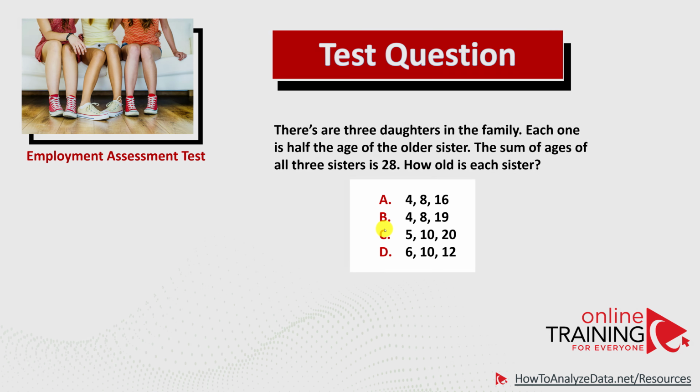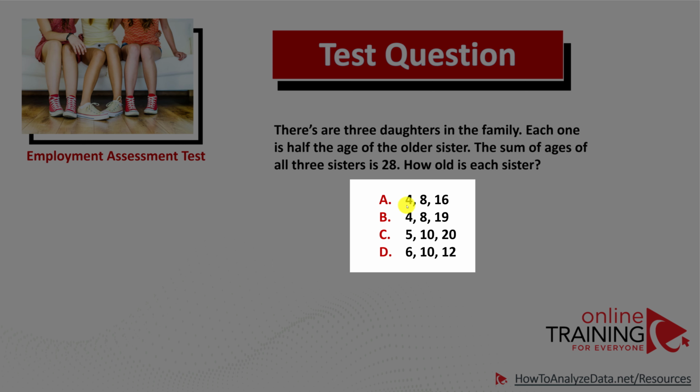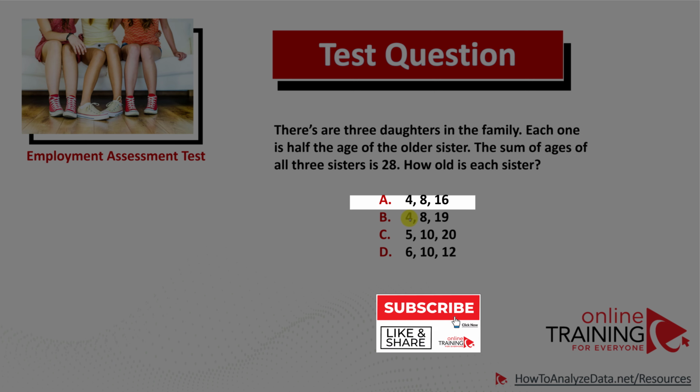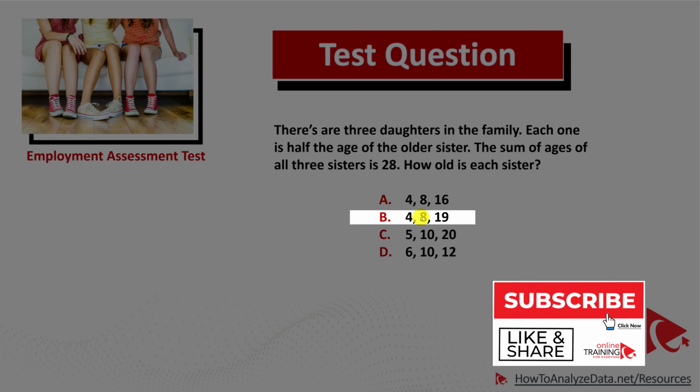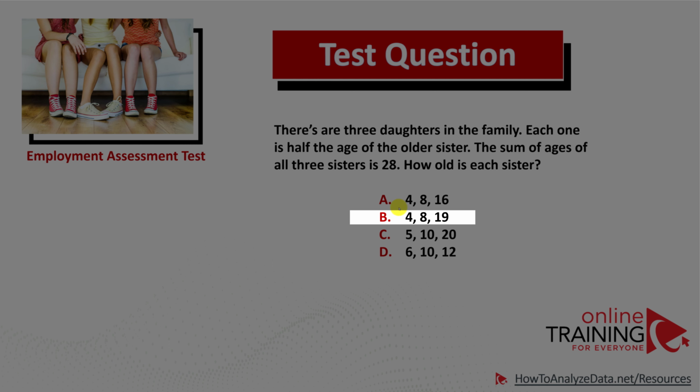If you look at the choices A, B, C, and D, you see that choice A matches the pattern. So for example, if you have youngest sister as age 4, the middle sister would be 4 by 2, which is 8, which is correct, and then 8 by 2 is 16. Let's do the same thing for other choices. Choice B, 4 multiplied by 2 is 8, but 8 multiplied by 2 is calculated incorrectly, so choice B can be eliminated.